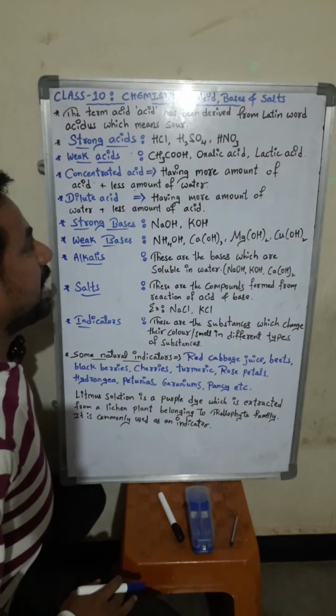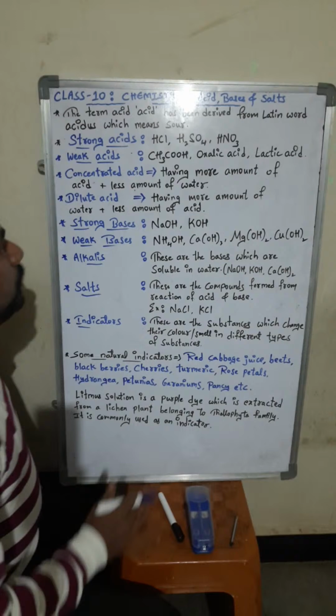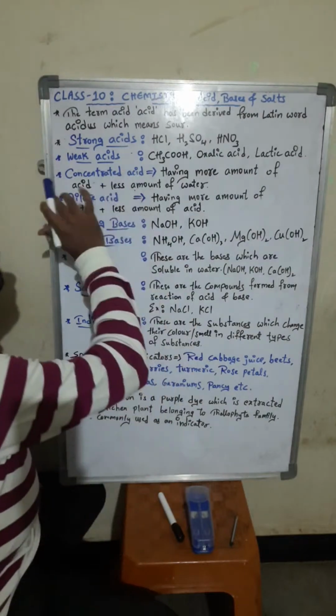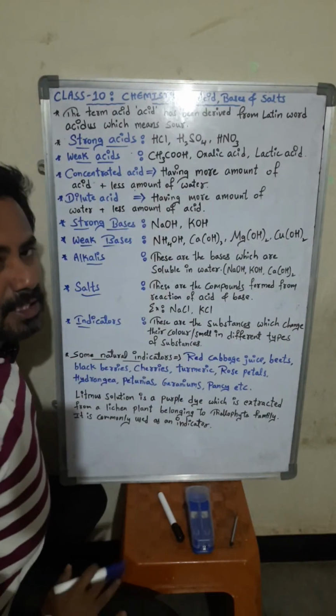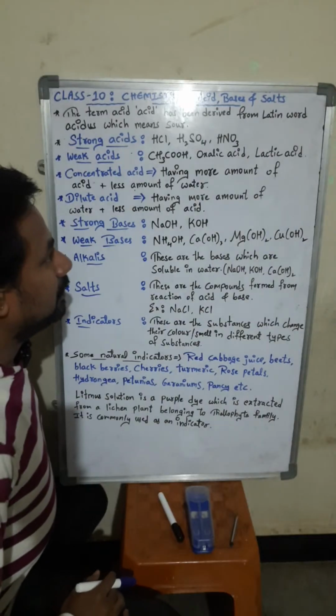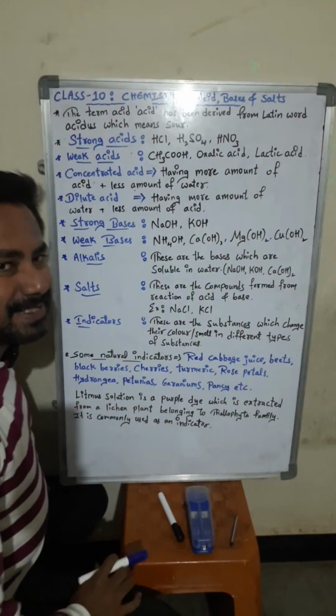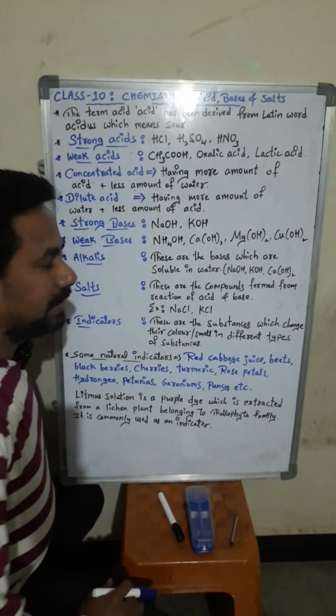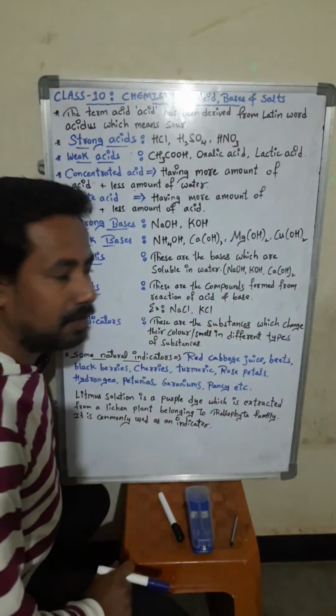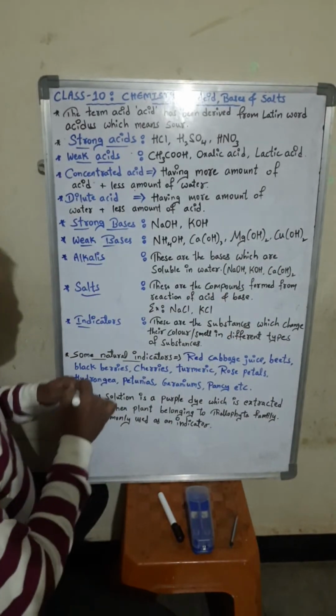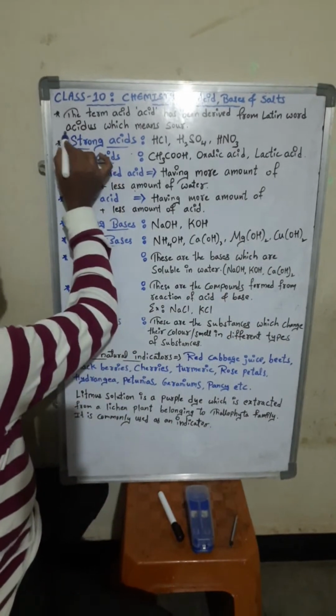Class 10 chemistry, acids, bases and salts, chapter 2. What do you mean by the term acid? Acid is a Latin word, students. It is derived from Latin, meaning we have taken the word from Latin: acidus. Acidus means what, students?